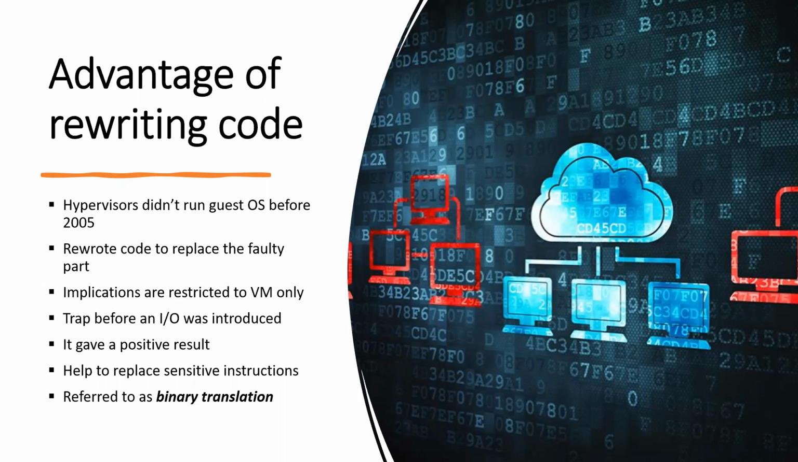a trap was introduced just before an unsafe input-output instruction was executed, and after a brief safety check, we came to know that an equivalent instruction can be performed, and we get a positive result in return. Another advantage of rewriting instructions is that it allows us to replace instructions that are sensitive but not privileged, and this is referred to as binary translation.